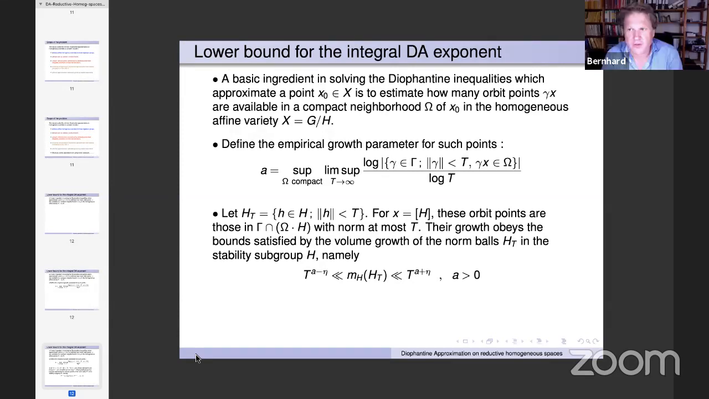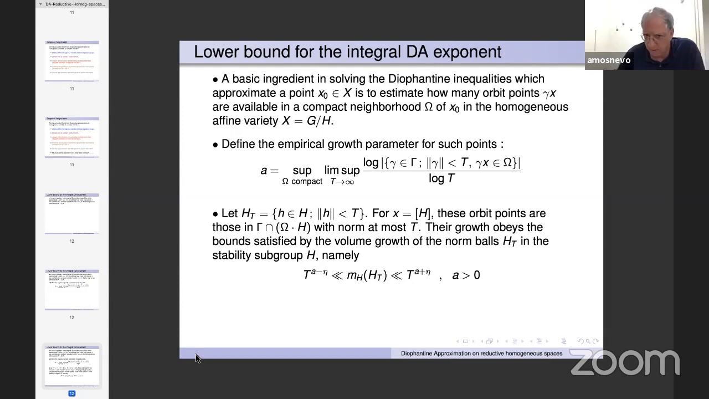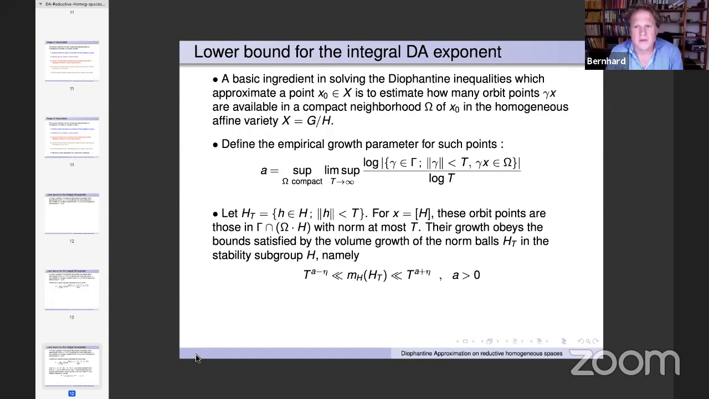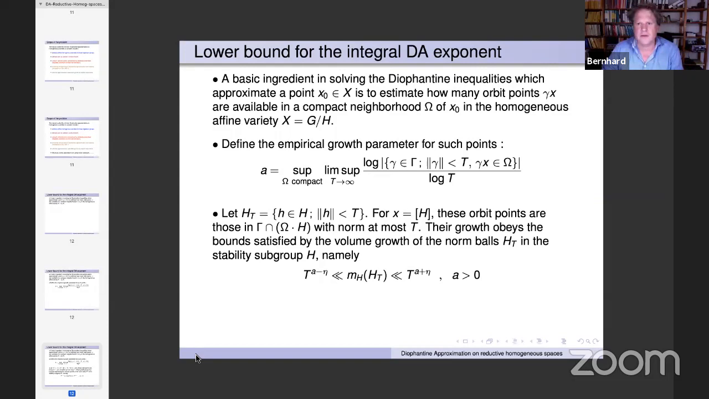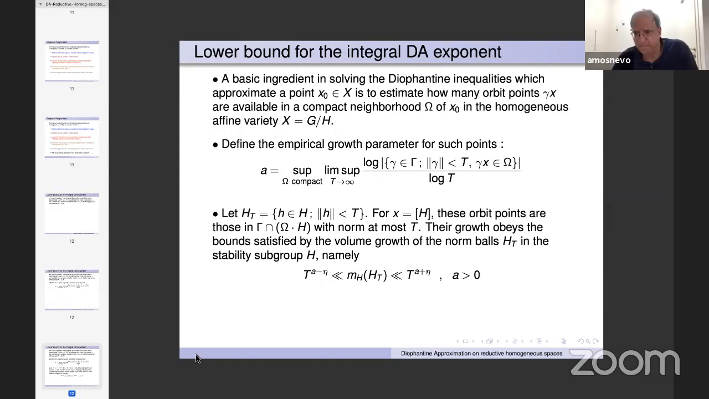May I ask a question? Yeah. This A depends on X, right? Or is it independent of X? No, it does not. X is a fuzz here, as you can see. I have the eta. So the A is independent of X. Okay. A is independent of X. I formulated it to have some fuzz, as you can see.